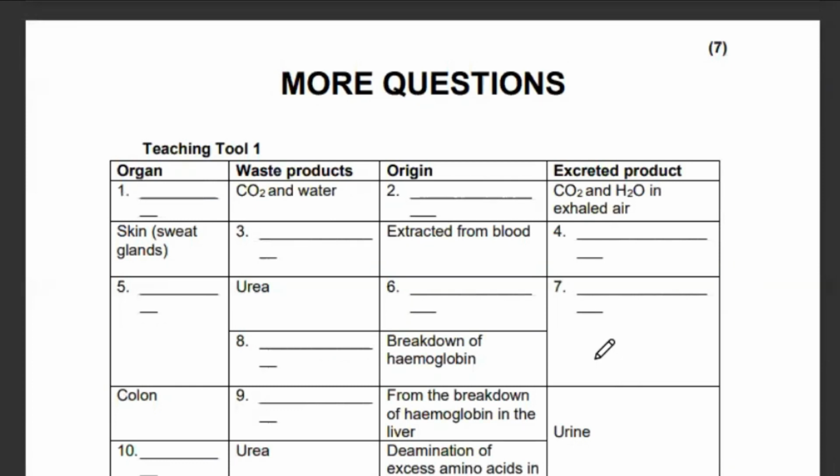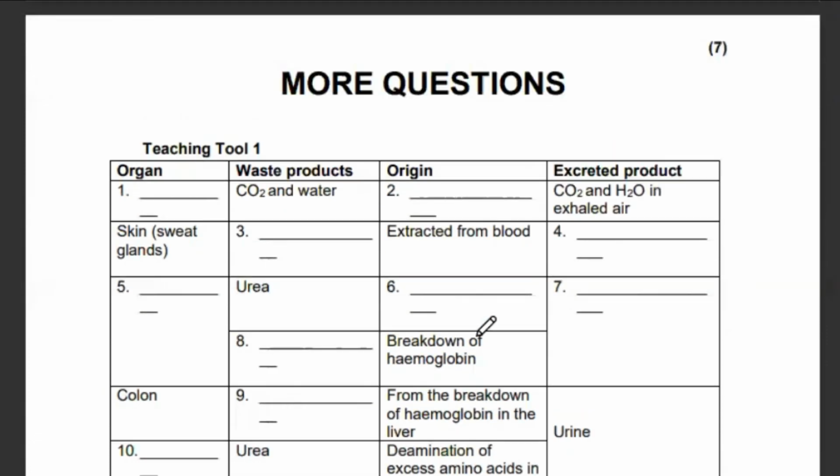More questions about this. We are trying to answer questions so that you guys don't have any stories when it comes to this excretion. Here we have the excretory products, glands, waste, origin, and product. You have carbon dioxide and water. Where is its origin? It's the lungs here. And where is it coming from? This is respiration, basically cellular respiration. Then you have sweat.